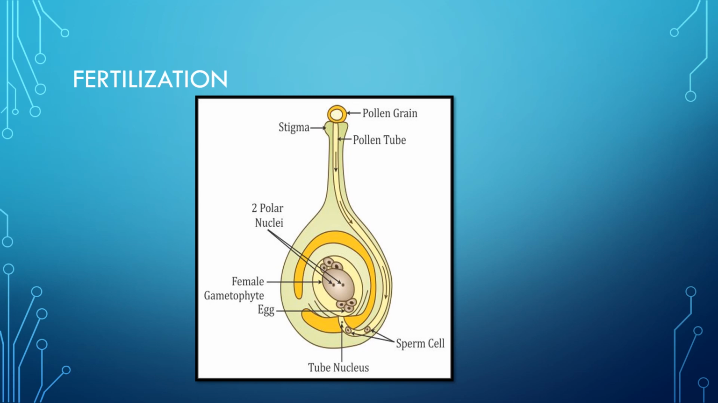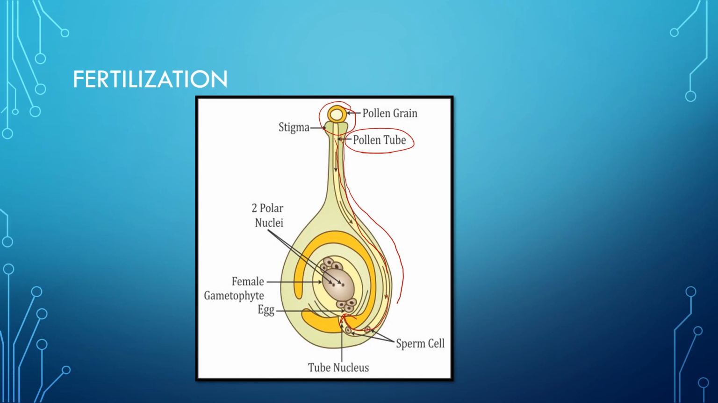When a pollen grain reaches the stigma of a flower, it begins to grow into a pollen tube. This is the pollen tube. It has started growing, and then the pollen comes down through the pollen tube and reaches the ovary of this flower.